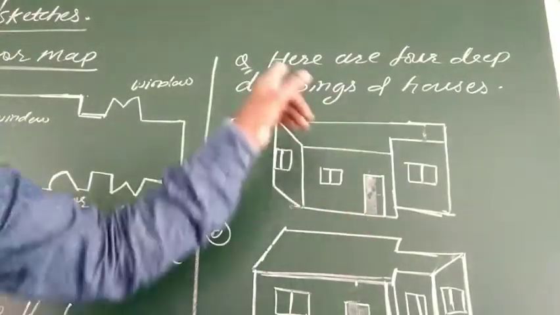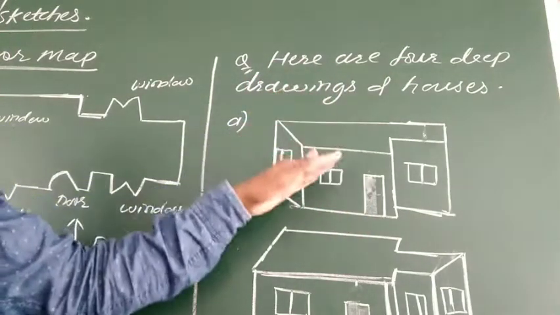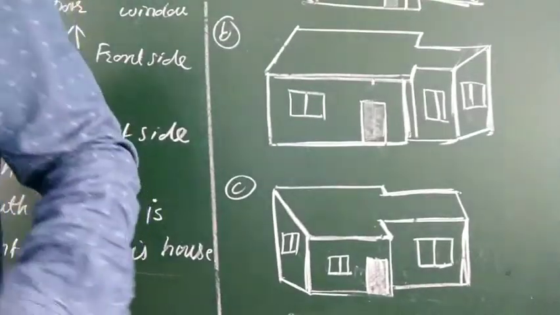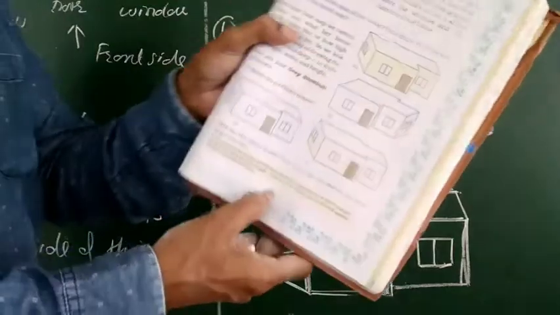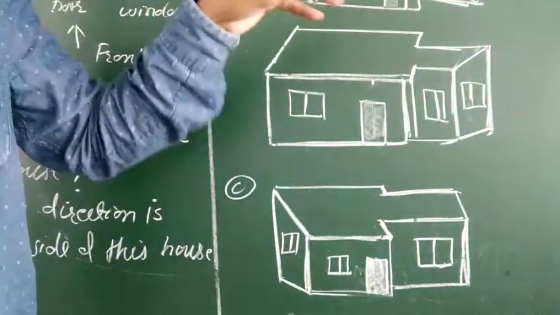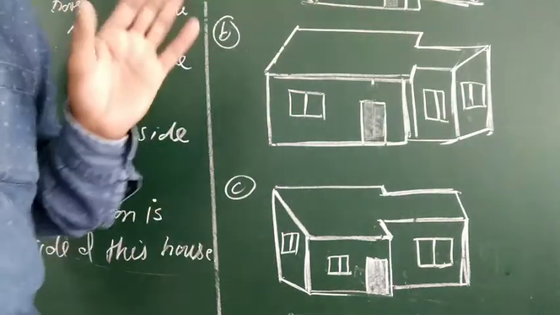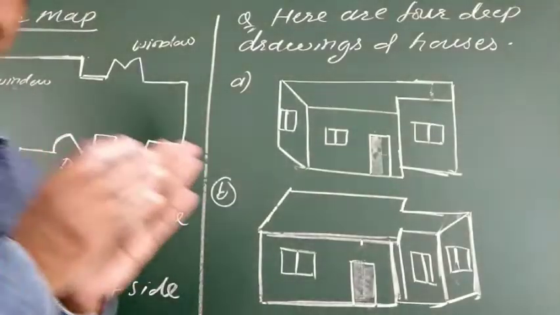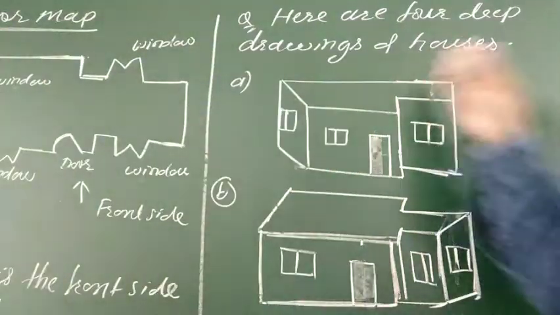Now come to question number B. इसी क्वेश्चन में आपका इसी फ्लोर मैप के रिलेटेड क्वेश्चन B दिया है बेटा. See, here are 4 deep drawings, A, B, C and D. These are 4 deep drawings which are given on page number 129. Now which of these is matching with this floor map? इनमें से कौन सा deep drawing इस फ्लोर मैप के साथ मैच हो रहा है वो हमें देखना है.